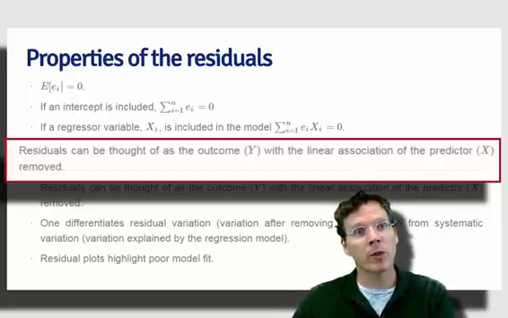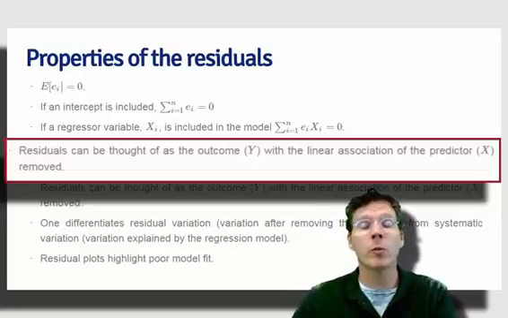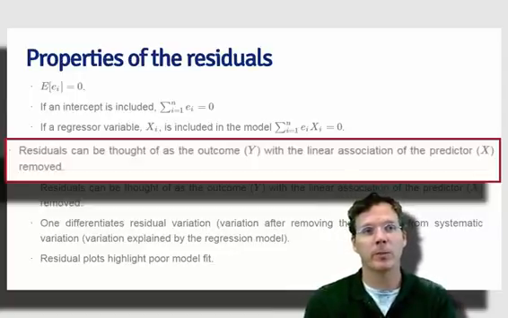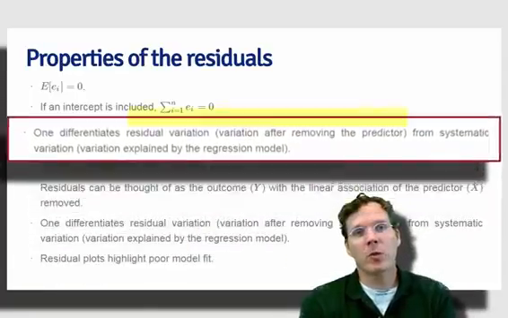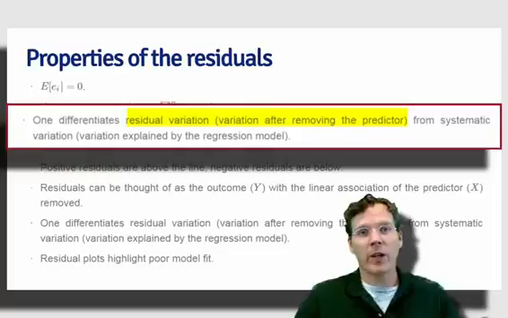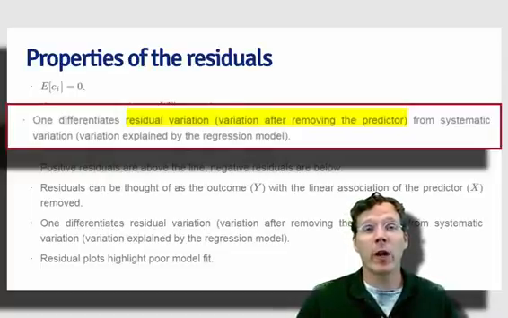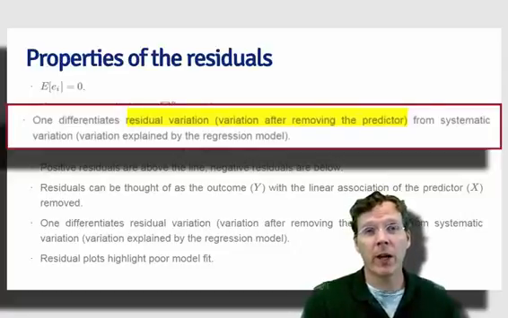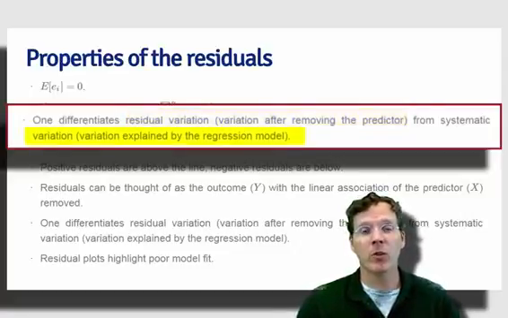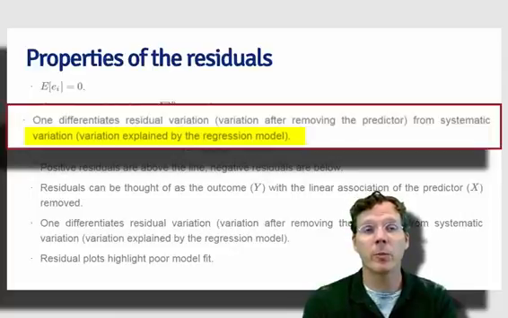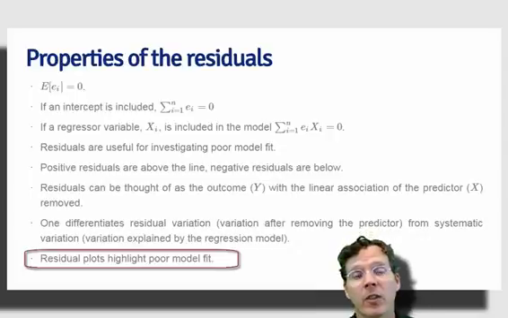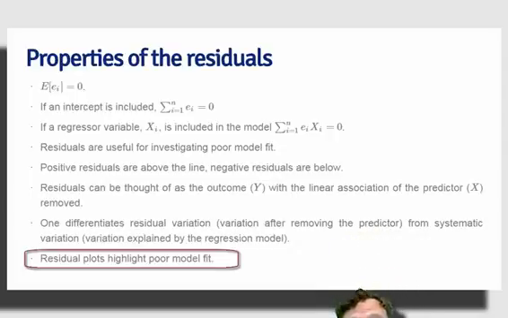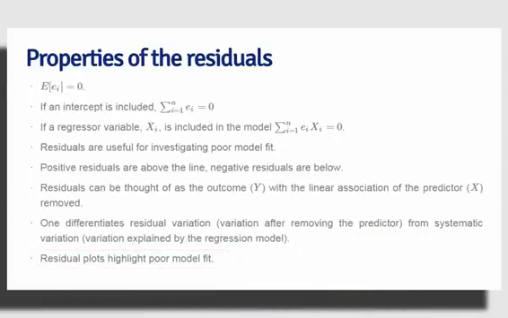But of course, remember, if you do linear regression, you're only removing the linear component of the predictor. So one should differentiate between residual variation, which is variation that is left over after the explanatory variable has been accounted for in a linear fashion, and systematic variation, which is variation explained by the regression model. Again, residual plots can highlight poor model fit, and we're going to go through some residual plots here in just a couple of slides.